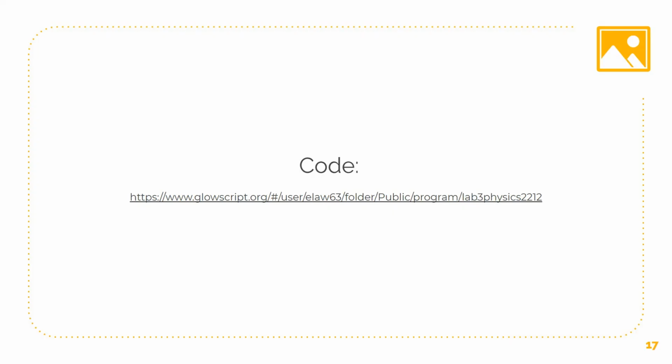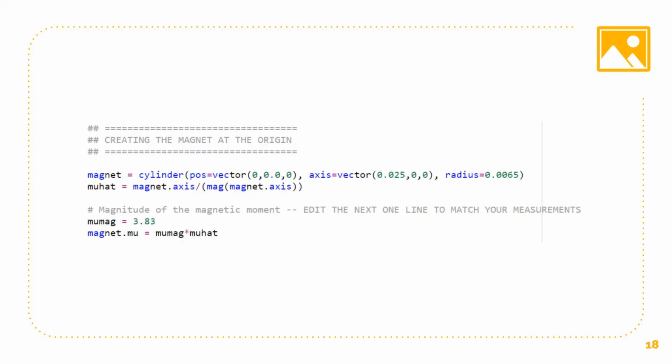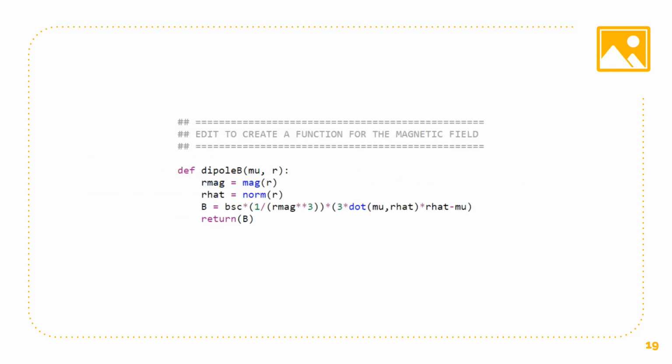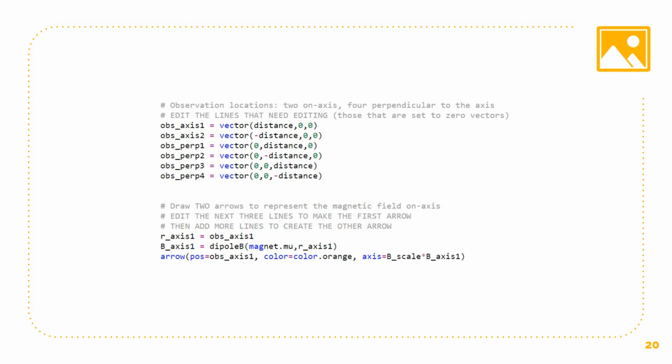The VPython code includes 3 main parts: creating the magnet at the origin, creating a function for magnetic field, then utilizing this function to find the magnetic fields at these different observation points. The code at the bottom creates an arrow for the axial position and is similarly structured for the remaining observation points.